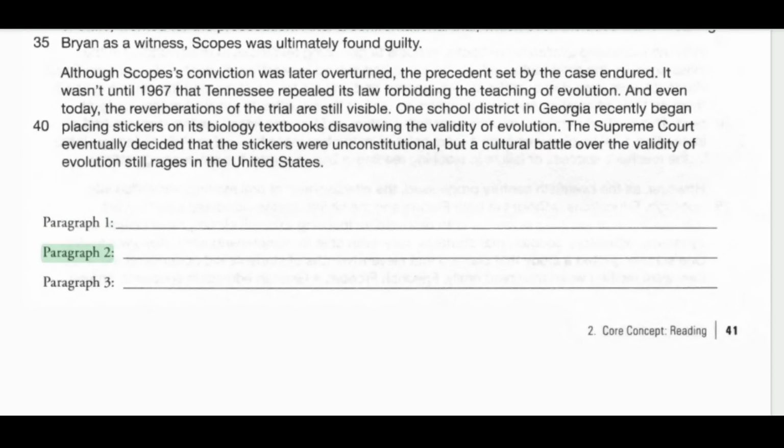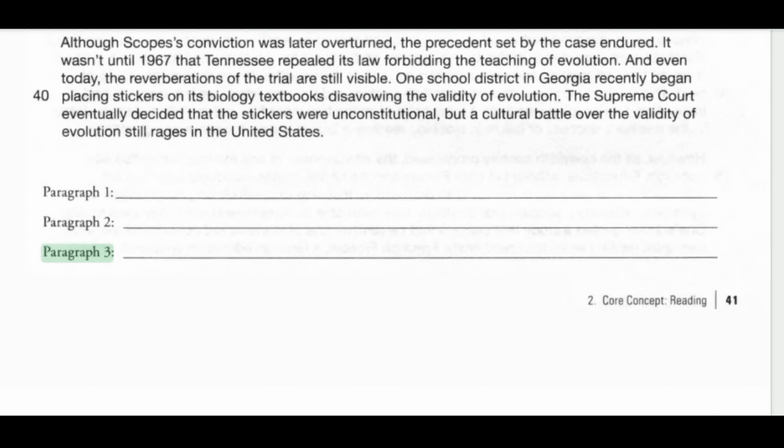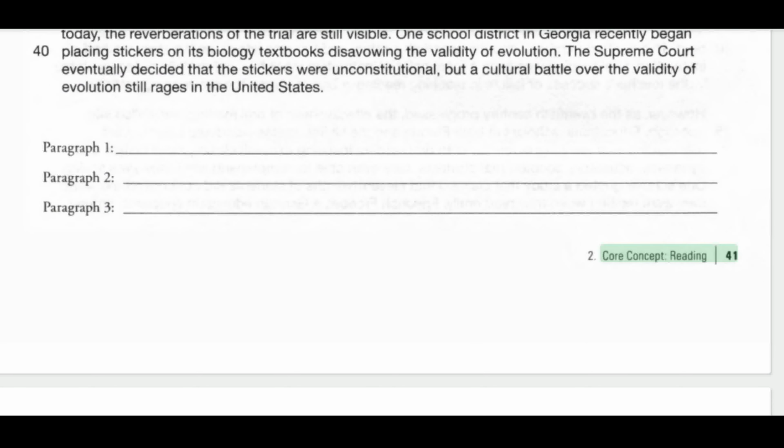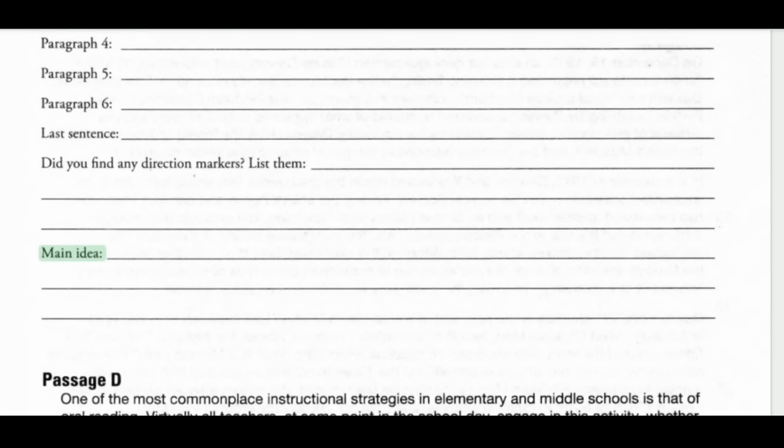Paragraph 1. Paragraph 2. Paragraph 3. Core concept. Reading. Paragraph 4. Paragraph 5. Paragraph 6. Last sentence. Did you find any direction markers? List them. Main idea. Passage D.